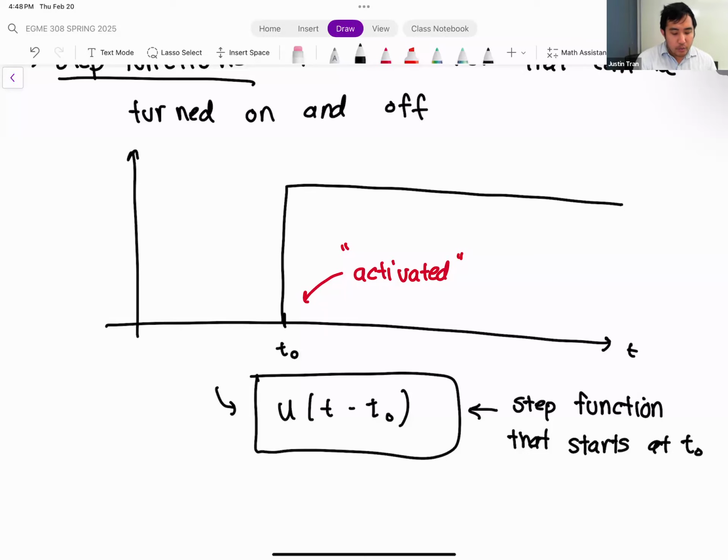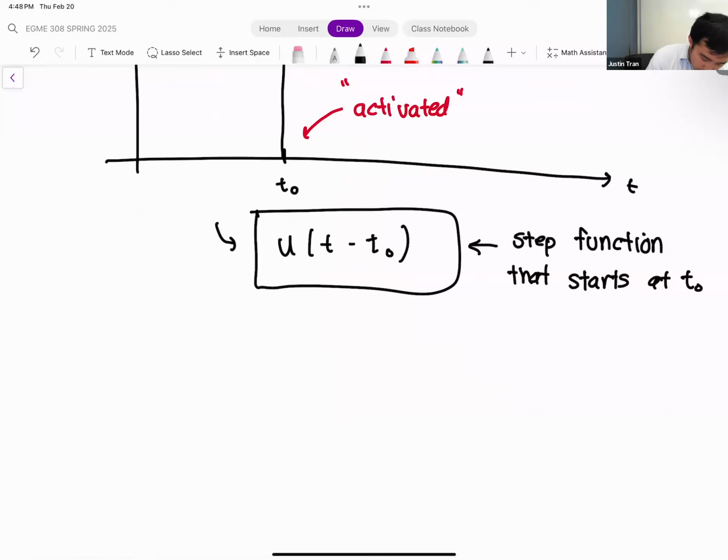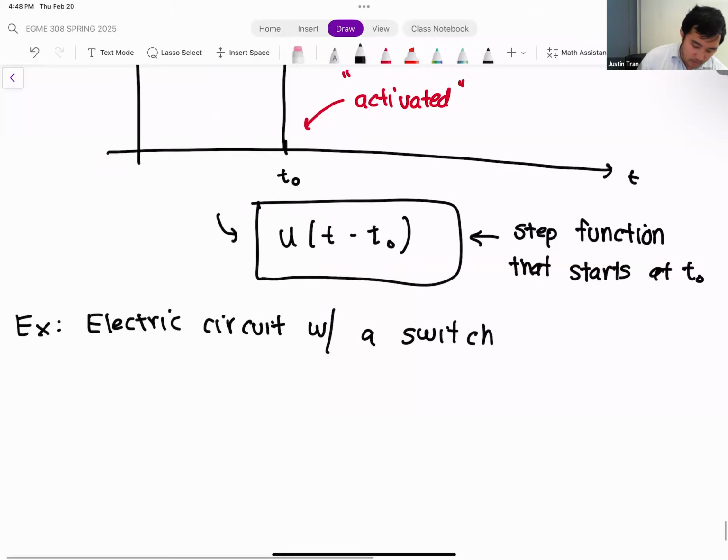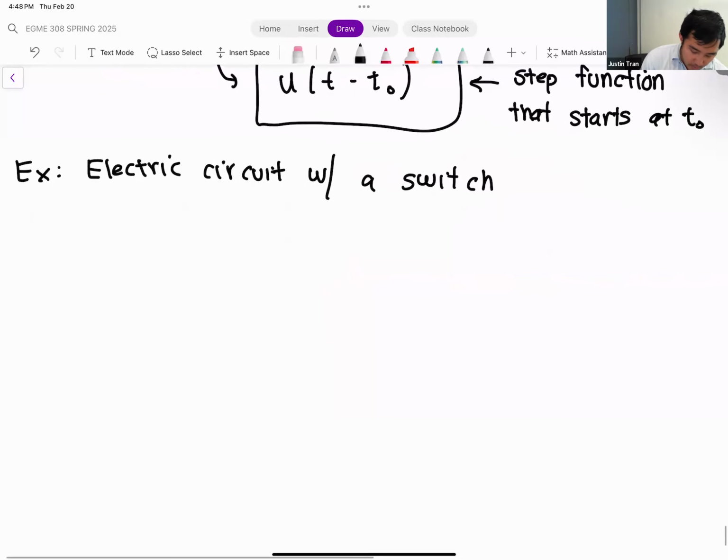So how is this special, or how can we use this? A lot of times, in engineering systems, there are forcing functions or external forces that are turned on and off. So for example, let's look at an electric circuit with a battery and a switch. Switch, like it's spelled.